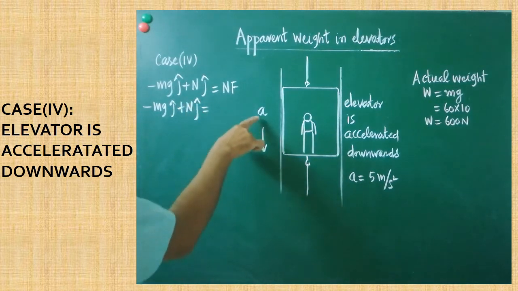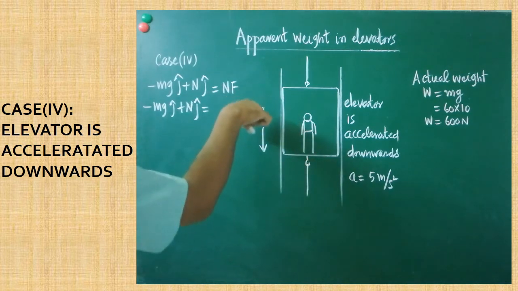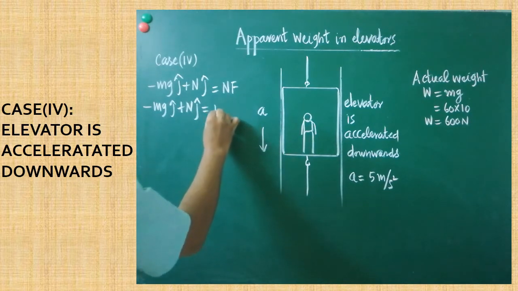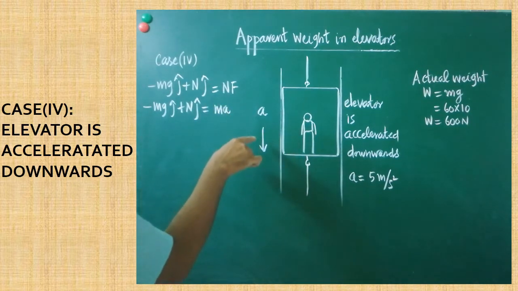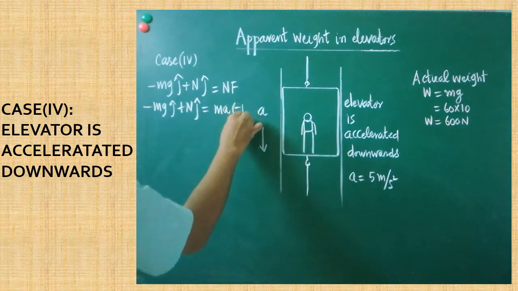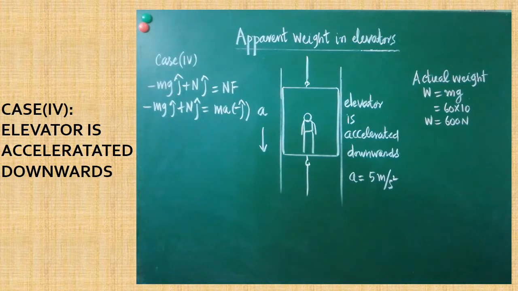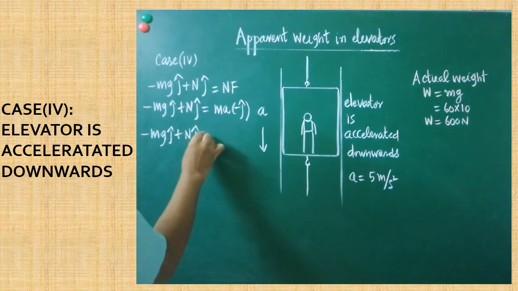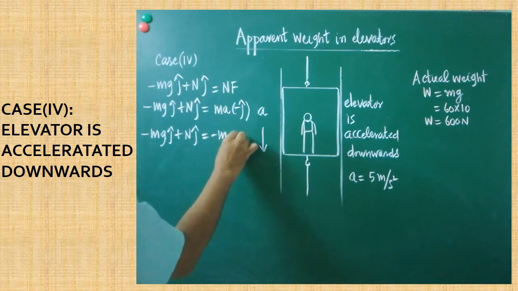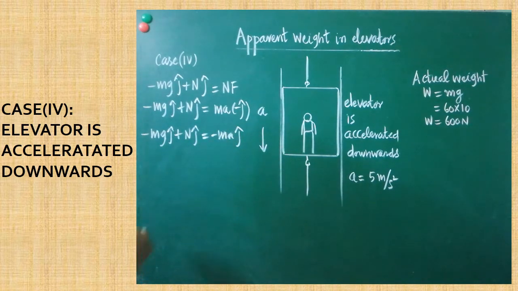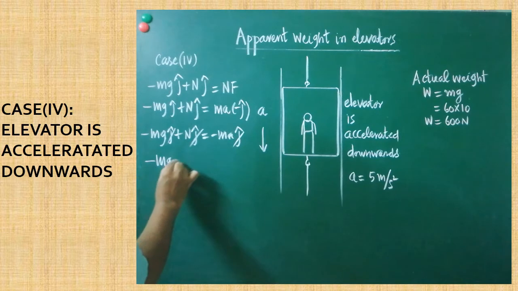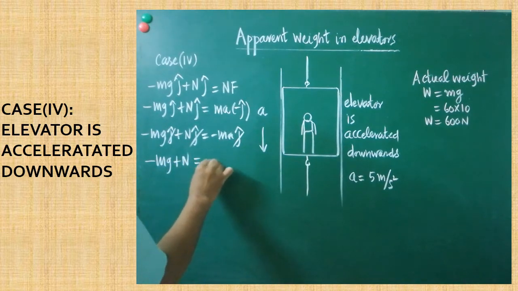Here the direction of the acceleration of the body is towards the downward direction. Therefore, how should it be written? ma, and since the acceleration is acting in the downward direction, it must be written with minus j cap. So minus mg j cap plus N j cap is equal to minus ma j cap. In that format we have to write. All j can be removed. After removing the j, we can write it as minus mg plus N equals minus ma.